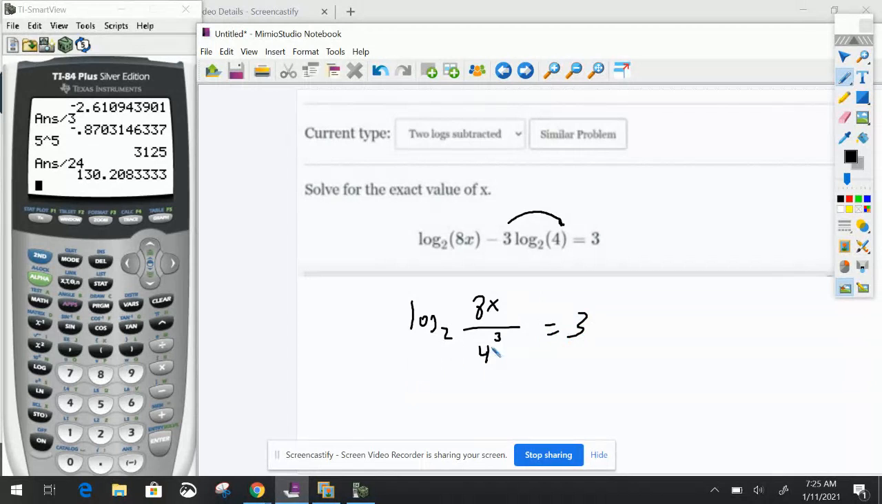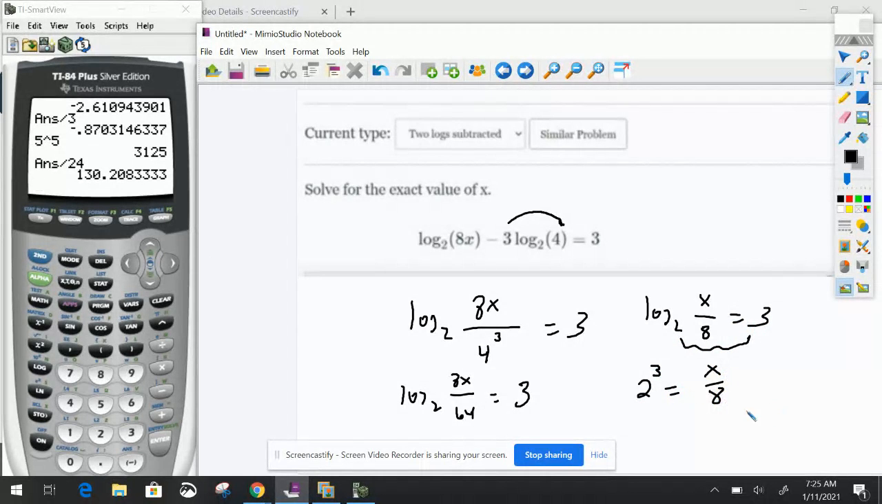Condensing this now, can I do any math here? Well, sure. 4 to the 3rd power is 64. So I've got log base 2 of 8x over 64 equals 3. Now I can rewrite this. You can actually simplify this. 8 and 64 are both divisible by 8, so it gives me x over 8 equals 3. So now I can do the cloud method. 2 to the 3rd power is equal to x over 8. Solve for x here. You've got 8 equals x over 8. Multiply both sides by 8. You get 64 is equal to x.